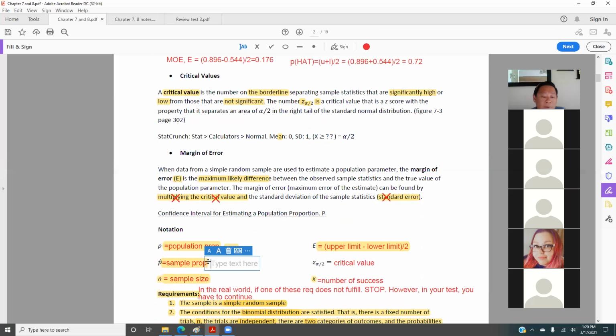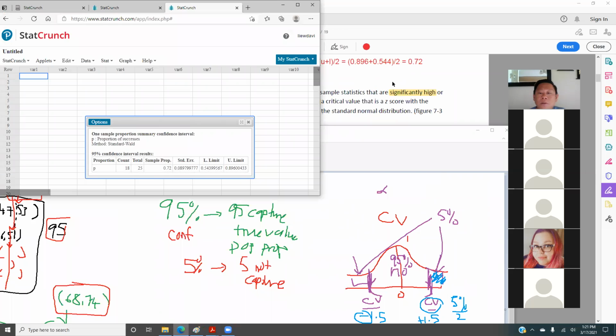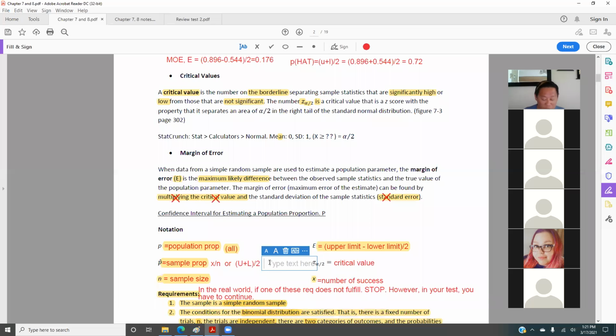So in order for us to find sample proportion p hat, there are 2 ways to do it. One is doing x over n, where x in this case is your number of successes and n is your sample size. Or you take the upper plus the lower divided by 2 if you know your upper and lower limits. Or in StatCrunch, you look at the sample proportion.